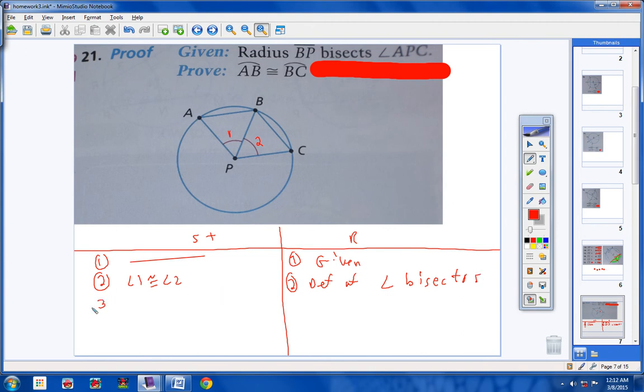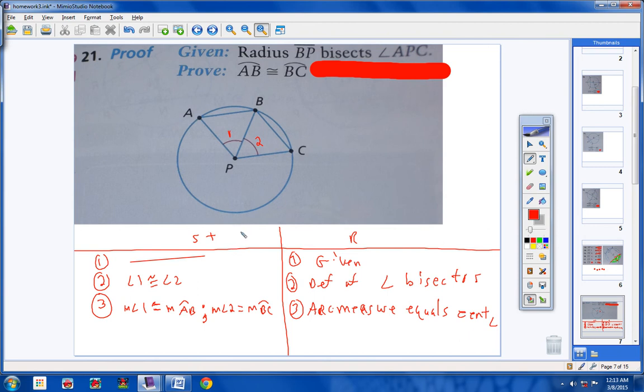Now, for step 3, I'm going to state this. Now watch carefully. The measure of angle 1 equals the measure of arc AB. That's true, guys. The measure of angle 1, if it's 45 degrees, equals arc AB, which would be 45 degrees. So I'm going to state that. I'm also going to state that the measure of angle 2 equals the measure of arc BC. That's true. And of course, the reason would be arc measure equals central angle.